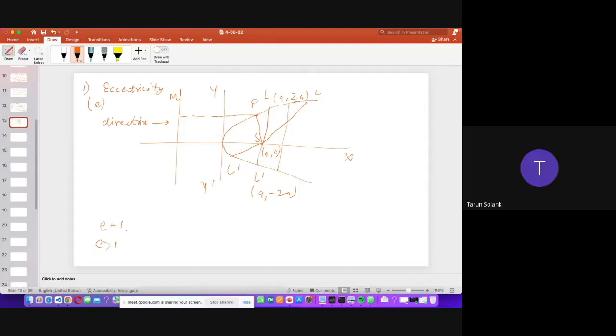If e is greater than 1, then this is for the hyperbola. If e is equal to 0, then that's your circle. And e less than 1 is your ellipse. So you can write all these four first.